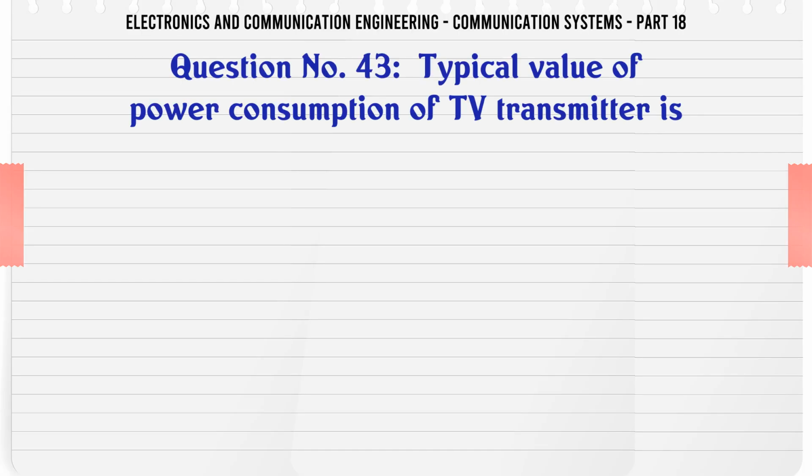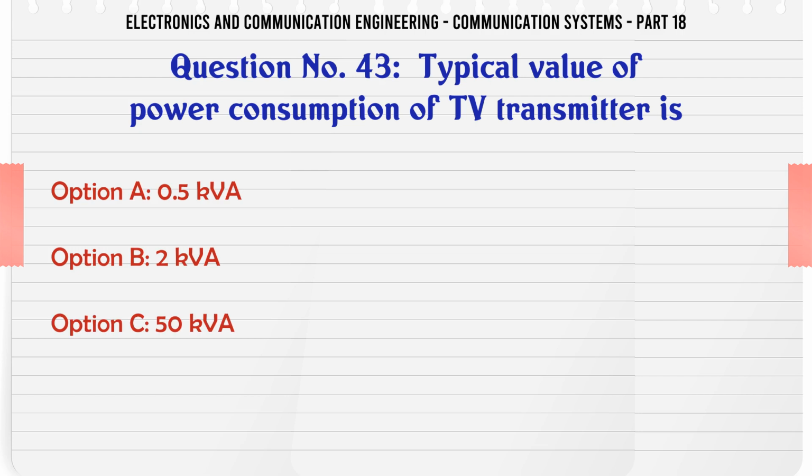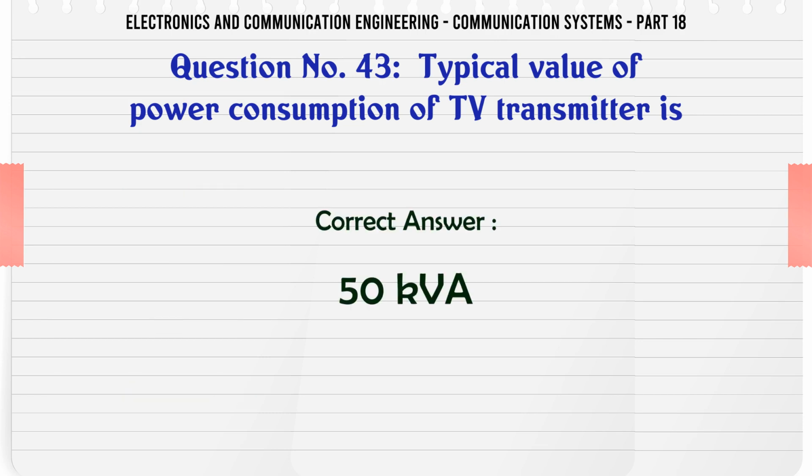Typical value of power consumption of a TV transmitter is A. 0.5 kVA, B. 2 kVA, C. 50 kVA, D. 1000 kVA. The correct answer is 50 kVA.